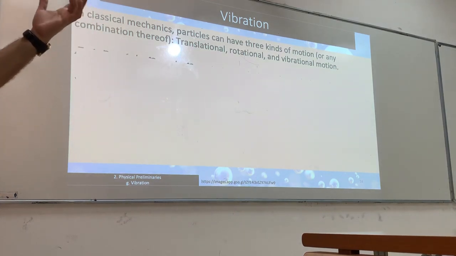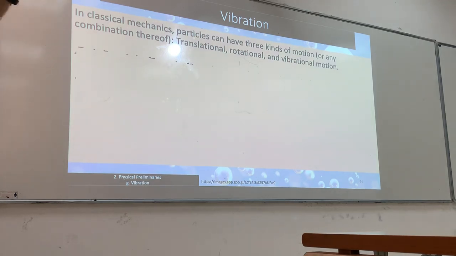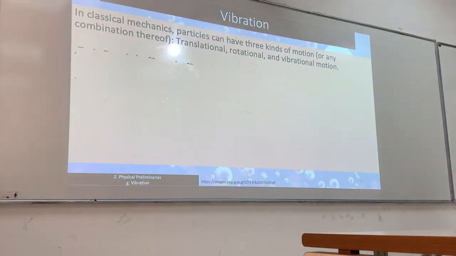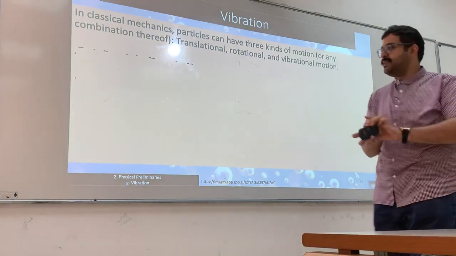We tend to see three kinds of motion. Typical particles have three kinds of motion. The first is translational, so I move from one place to another, along the x-axis, the y-axis, or the z-axis. Another form is rotation. Something can rotate, but it's not translating anywhere. And something can vibrate, going back and forth, but not moving in a general sense to other places.